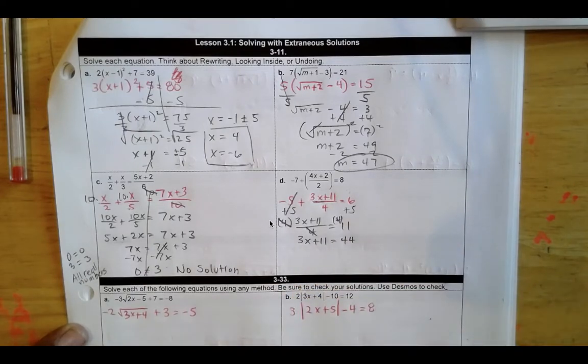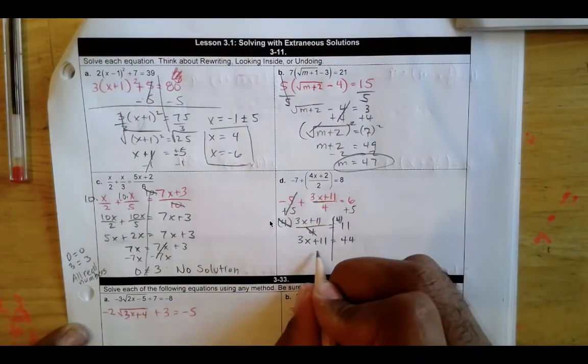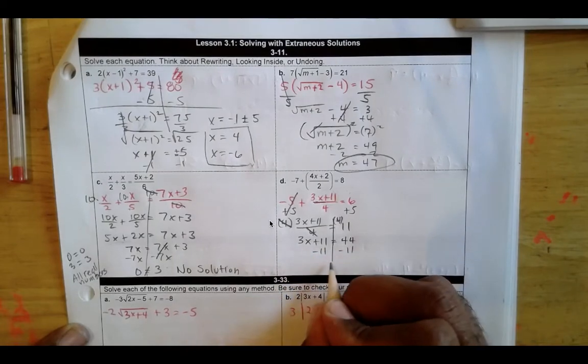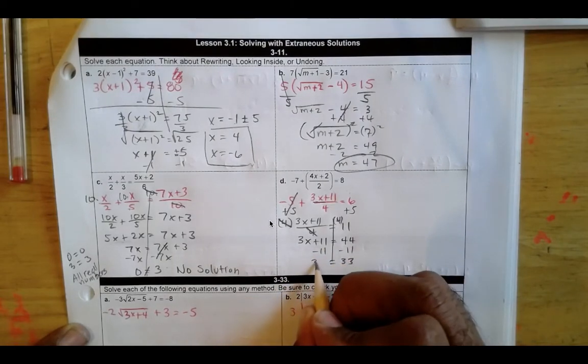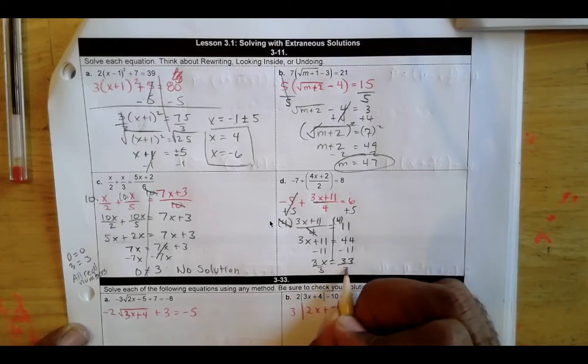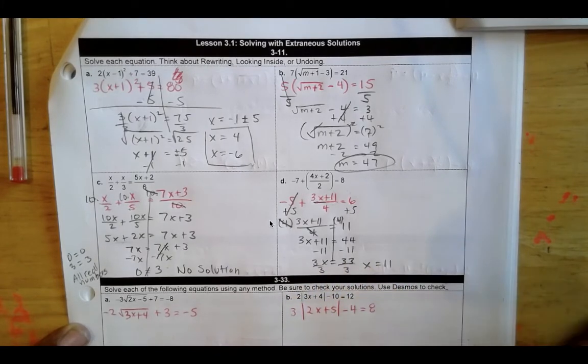Okay, now I just solve for it, and I take away the 11. I end up at 33, and 3x here. Divide by 3, and I get x equals 11.